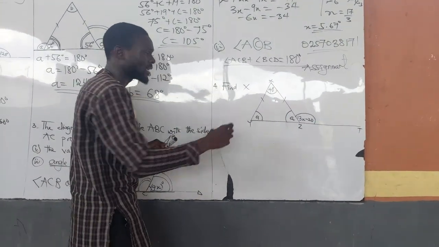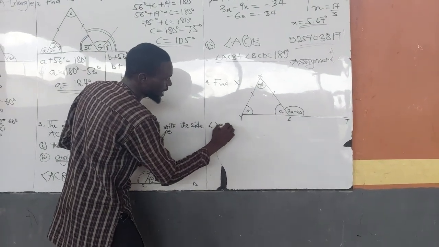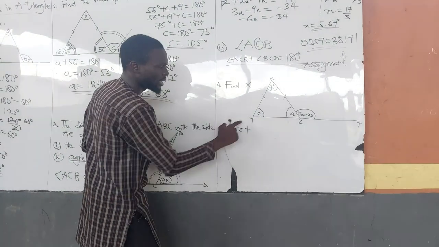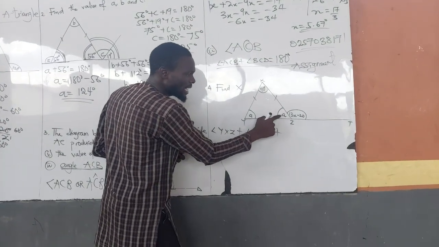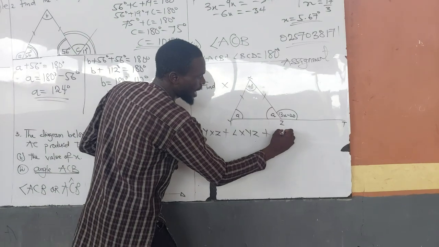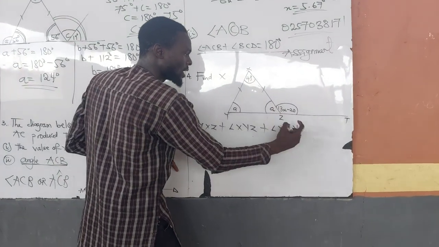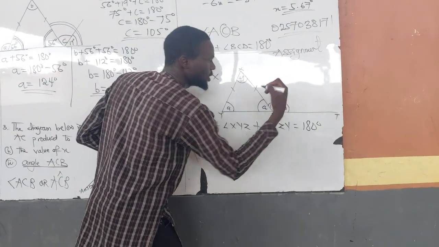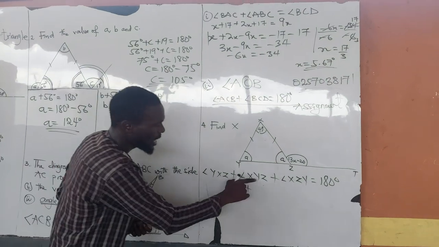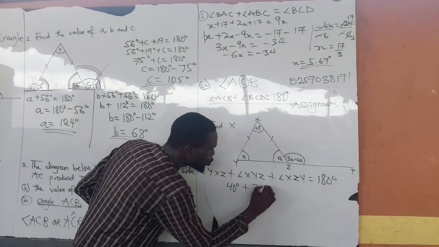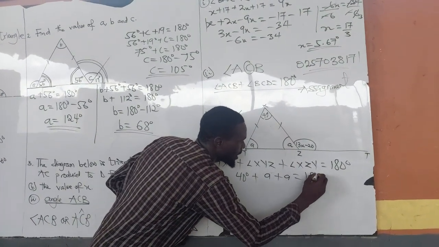But in terms of vertices, the angle here can be written as angle YXZ. Plus, the angle here can be written as angle XYZ. Plus, the angle here can also be written as angle XZY. Since it is a triangle, this and this and this gives you what? 180 degrees. What do you have there? You have 40 degrees. Here, we said let it be A. So this is going to give you A plus A, which is 180 degrees.